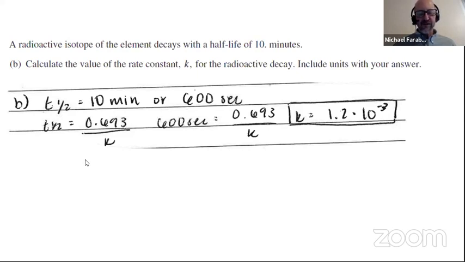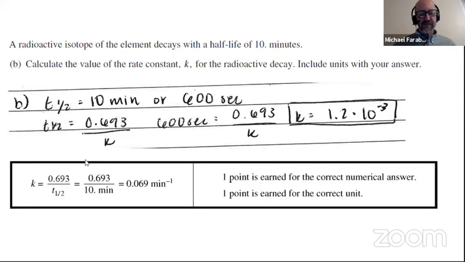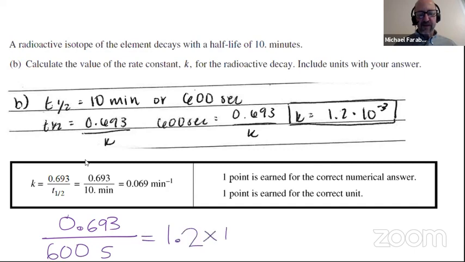All right, and the official scoring guidelines say the following. Now, don't worry about the minutes versus seconds. They could have easily done 0.693 divided by 600 seconds, and I'm fairly confident that the math is correct.